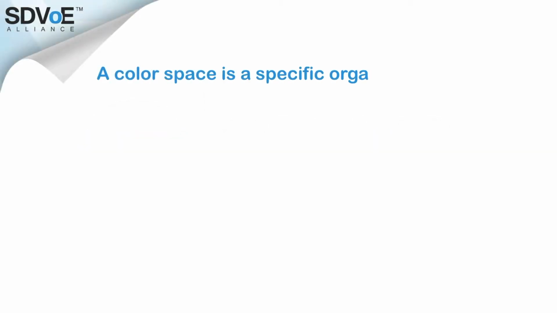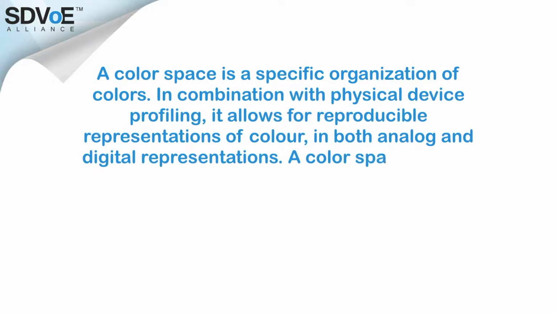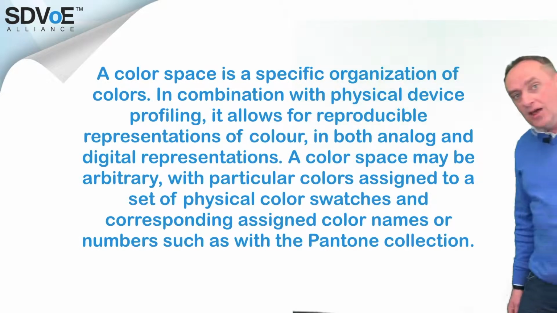A color space is a specific organization of colors. In combination with a physical device profiling, it allows for reproducible representations of color in both analog and digital representations. A color space may be arbitrary, with particular colors assigned to a set of physical colors.